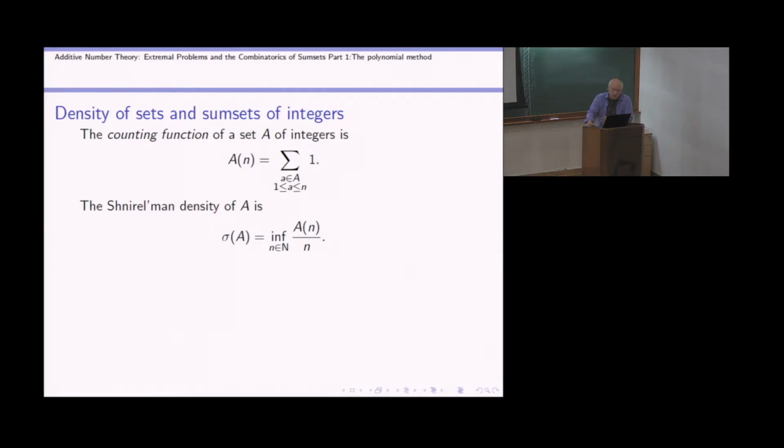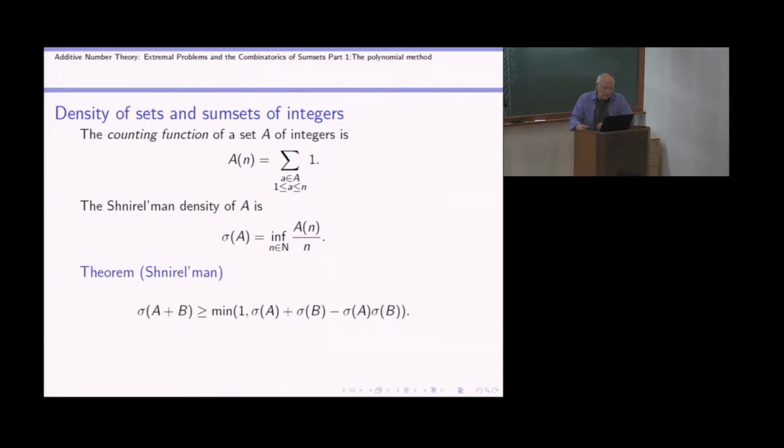It's a rather curious notion of density, but what I think was really the first paper in additive number theory in the 20th century was a paper by Schnirelmann, where he introduced this curious notion of density, and he proved a certain inequality about the density of the sum of two sets. This is Schnirelmann's inequality.